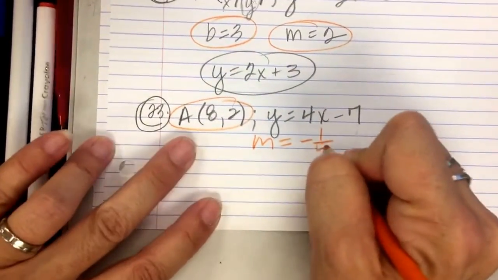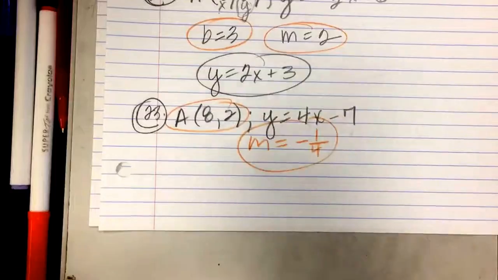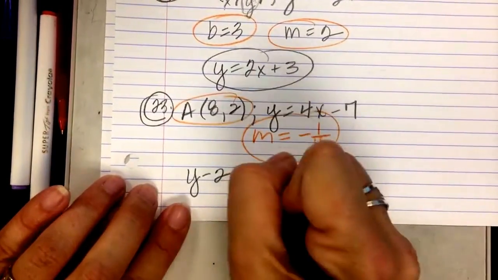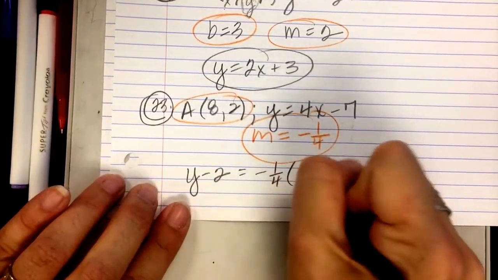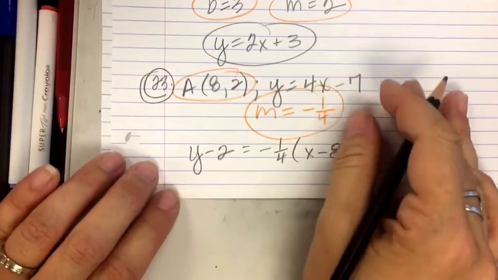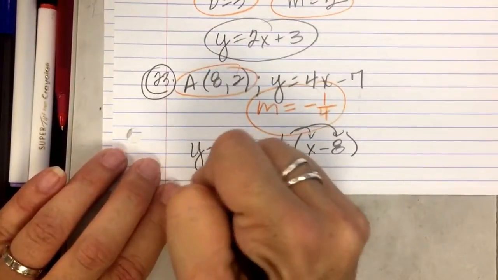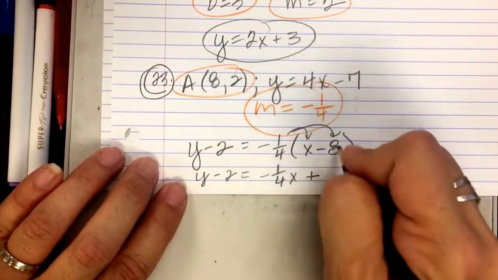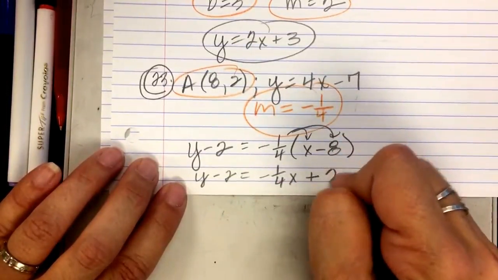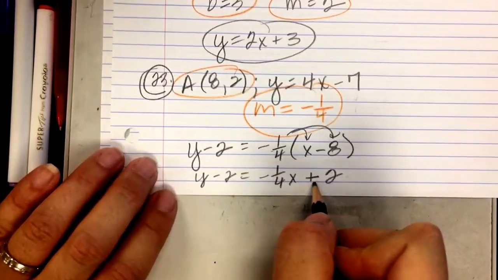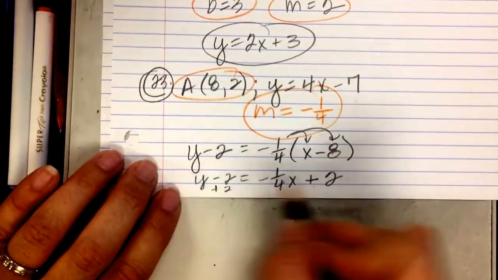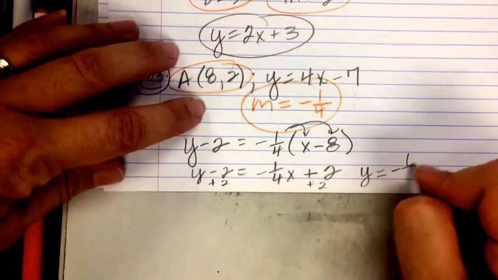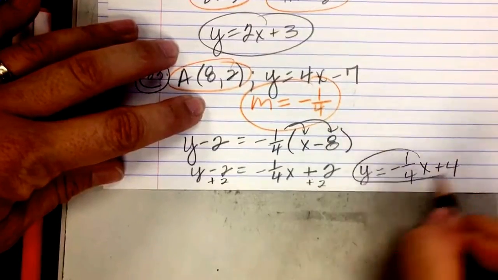So then I'm going to go through and do y minus 2 equals -1/4 times x minus 8. And if you go through and distribute that, y minus 2 equals -1/4 x plus 1/4 of 8 is 2. Negative times negative is where my plus came from here. If I add 2 to both sides, I'm going to finish this in y slope-intercept form. y equals -1/4 x plus 4.